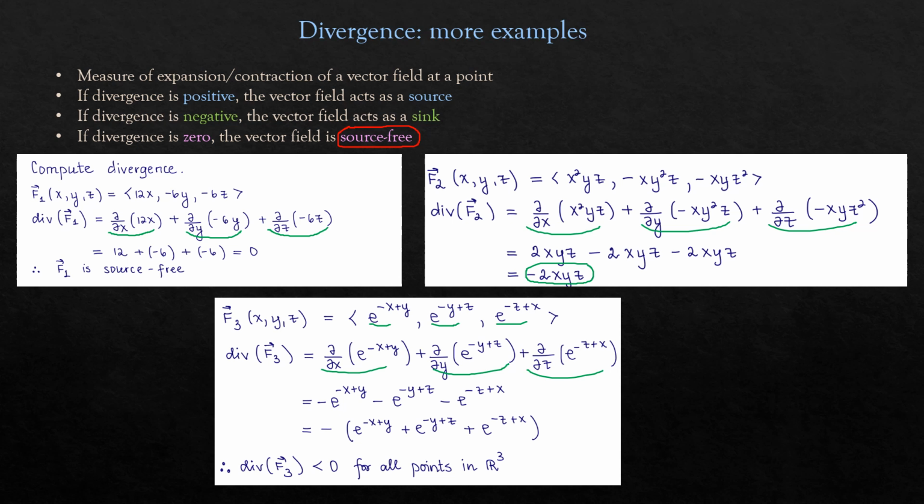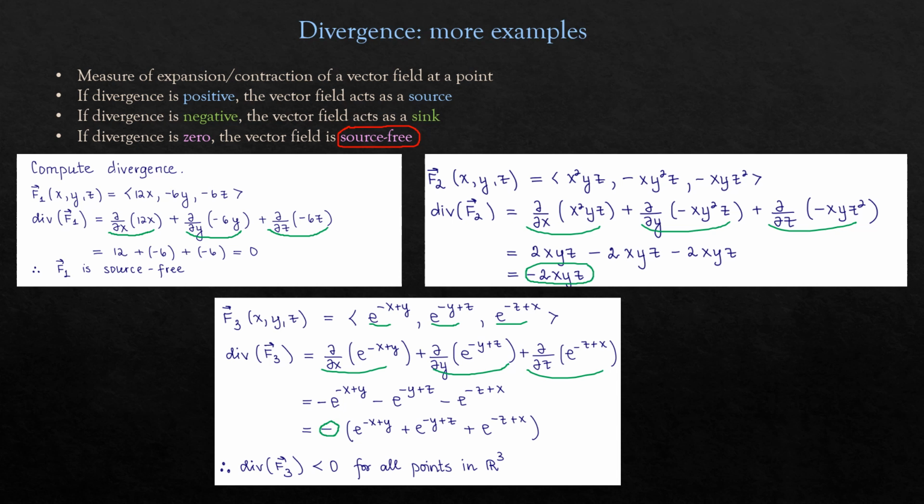Okay, we add them up, and now let's analyze this function a little bit. If I factor the negative, then inside the parentheses, I get an expression in terms of e. And no matter what the coordinates of the point are, so x, y, and z, if I plug in any values for x, y, and z, the expression inside the parentheses will always be positive. But the negative on the outside will make it negative. So this is an example where the divergence is always negative. Okay, so this is a vector field that acts as a sink.